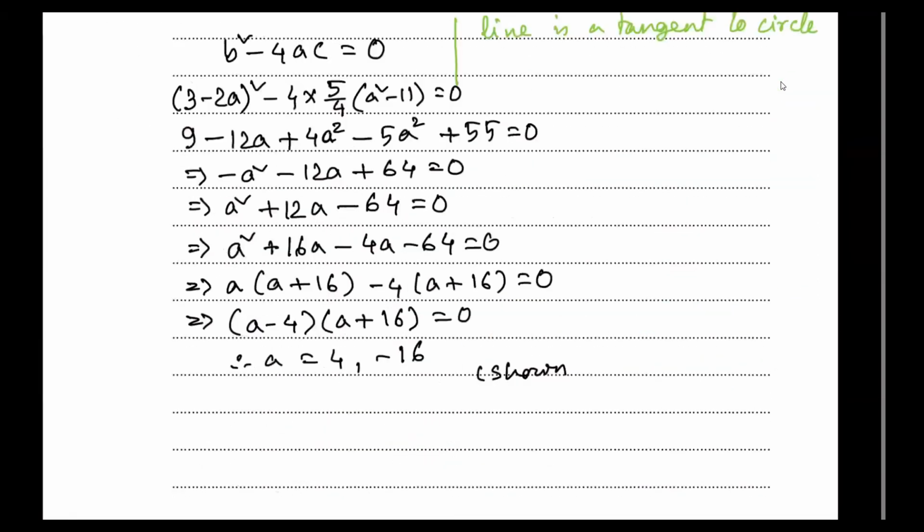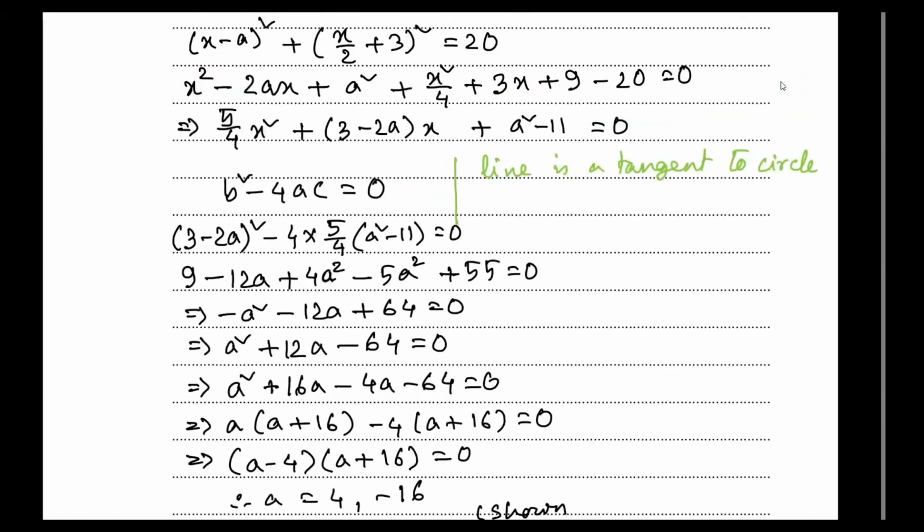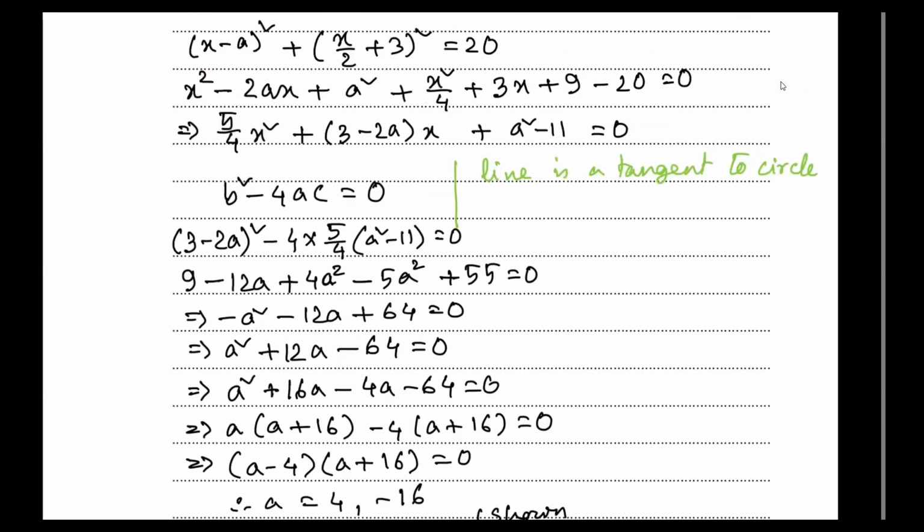Now, let's move on to the next part. In the next part, for a equal to 4, find the equation of the normal to the circle at P. If a is 4, we need to find the point of intersection, so the coordinate of P first. When a equal to 4, the equation becomes 5 by 4 x squared plus (3 minus 2a) x plus a squared minus 11 equal to 0.